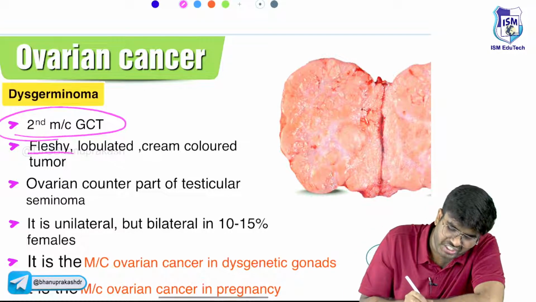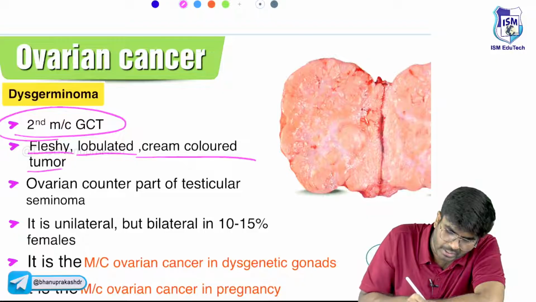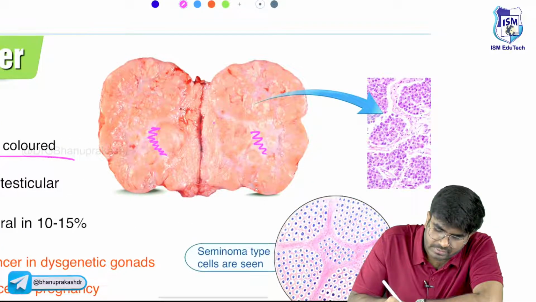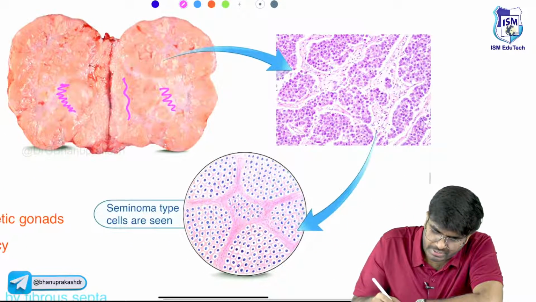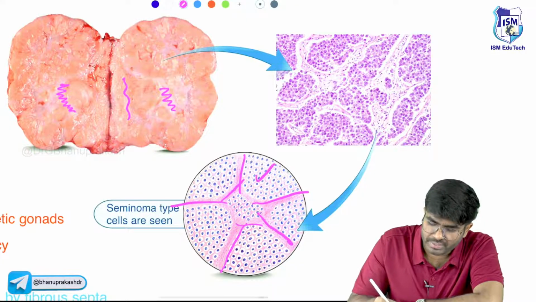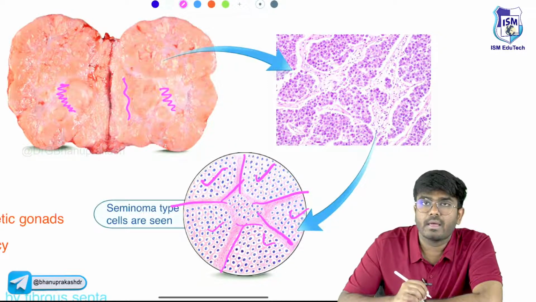How are they, sir? Fleshy. They are going to be fleshy, lobulated, creamy colored tumors. Multiple lobules are going to be seen, with thick septa. Multiple lobes are present.